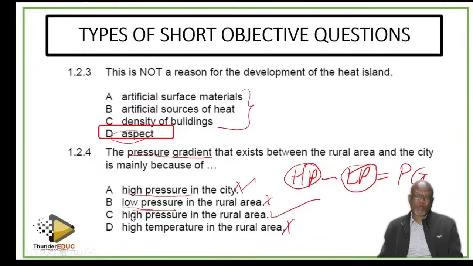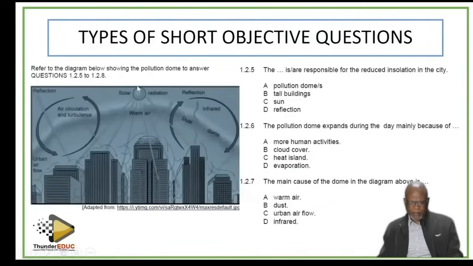Because rural areas are cooler, they are going to have high pressure. Then the air will be blowing from rural areas to urban areas. So high pressure in rural areas and low pressure in urban areas. So the correct one here will be option C. Now, let's look at this other one.